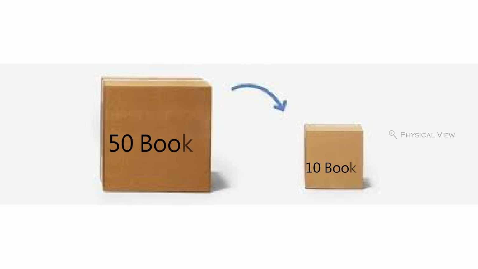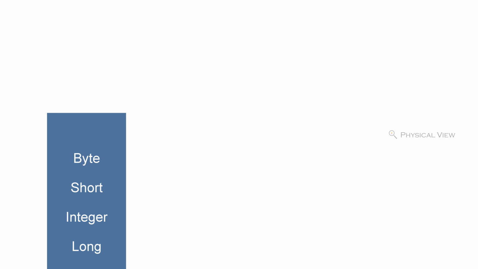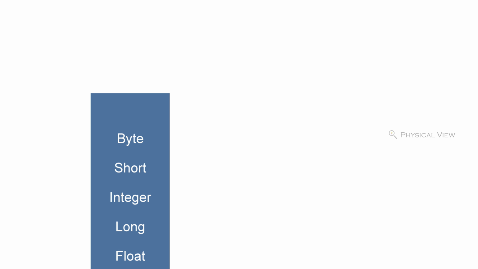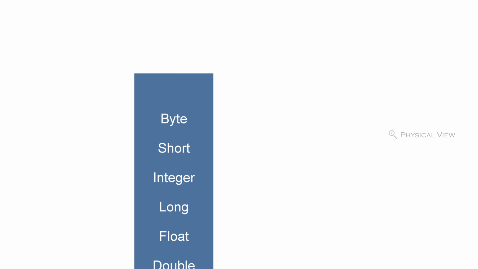For instance, when ordering 50 books, the larger box is used for delivery, while a smaller box suffices for just 10 books. Similarly, we select byte, short, int, long, float, and double based on data size.